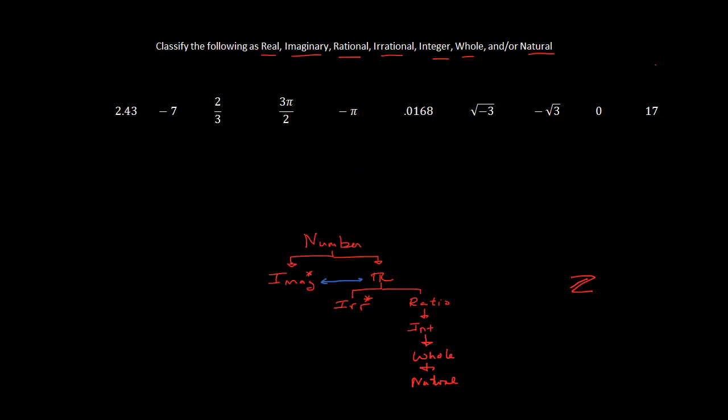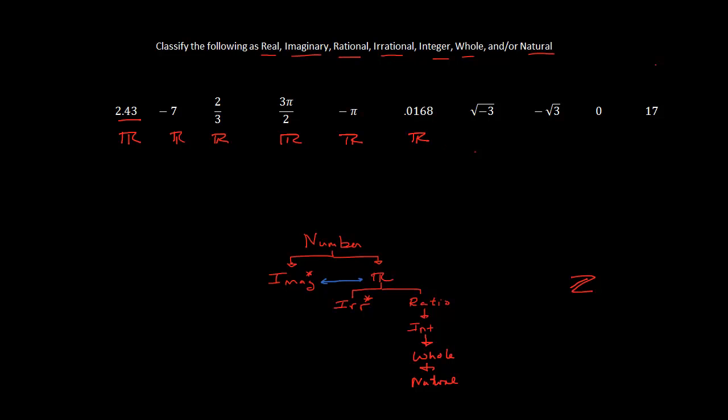So when I look at 2.43, is this number real or imaginary? Hopefully we recognize this number is real. So I'm going to write the real term underneath of the abbreviation. -7, real. 2/3, real. 3 pi over 2, even though it has pi in it, it's still real. Negative pi has pi and it's still real. 0.0168, it is real as well.